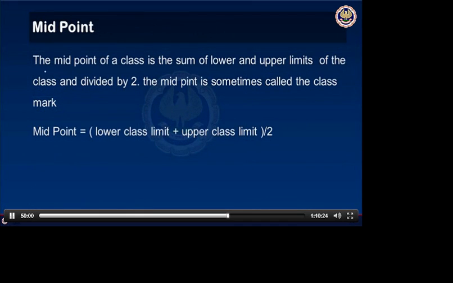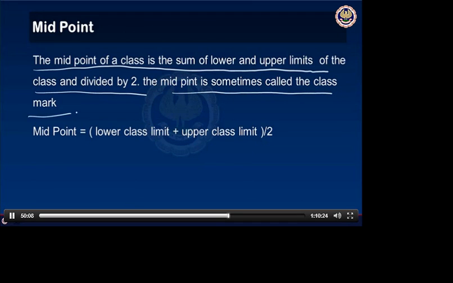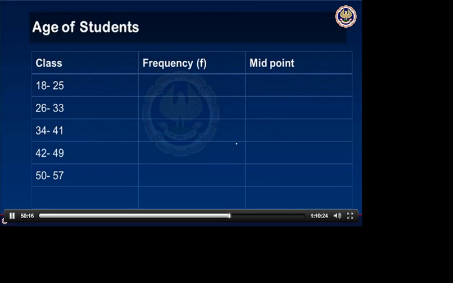So the midpoint of a class is the sum of lower and upper class limits of the class and divided by 2. So midpoint is sometimes also called the class mark. And the formula would be midpoint is lower class limit plus the upper class limit divided by 2. So we can now easily find the midpoints. So we look at the frequency first, which is already we have calculated. So we are going to just put the numbers here.